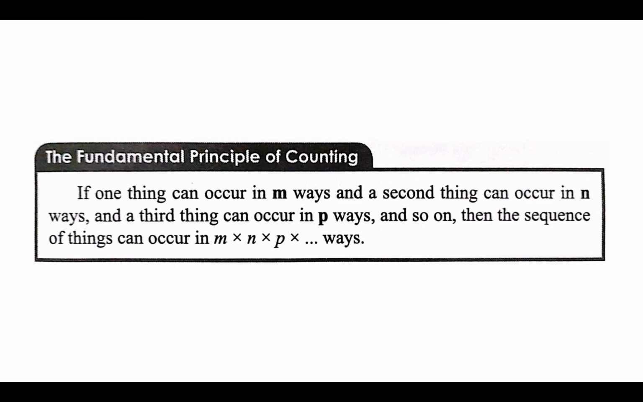Now we come to the definition of the fundamental principle of counting. According to the definition, if one thing can occur in m ways, and the second thing can occur in n ways, and the third thing can occur in p ways, and so on, then the sequence of things can occur in m times n times p times so on ways. So this is the fundamental principle of counting.